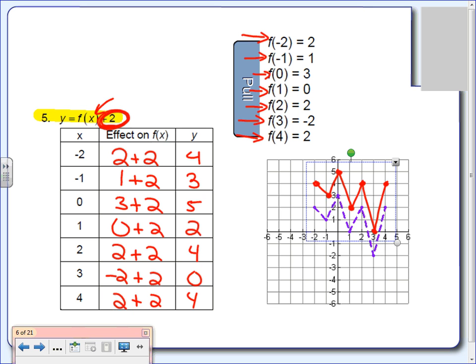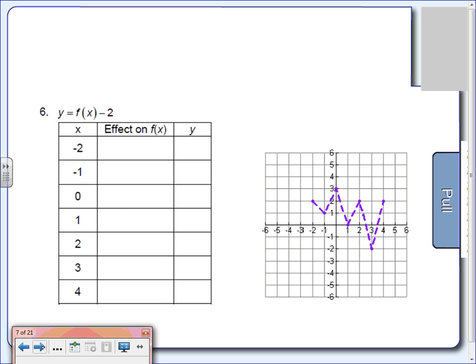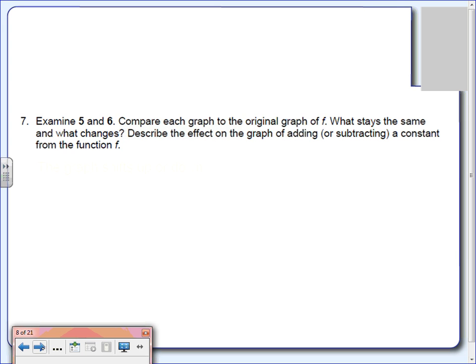So again, what if it had said +3? It's going to move it up 3. It says +10. What is it going to do? Move it up 10. Well, if you had to guess here, what do you think the -2 would do to the graph? Bring it down 2 units. Okay, so adding moves it up. Subtracting is moving it down. You're going to do that one at number 7.